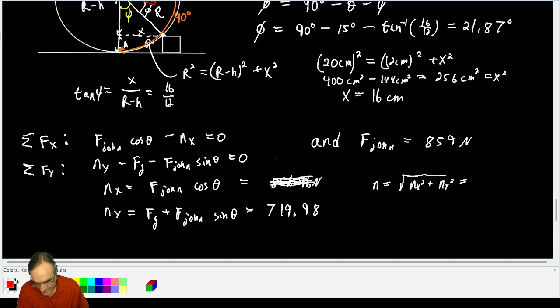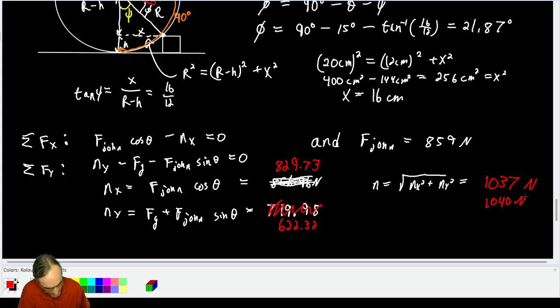So, fixing this. This is 829.73. Let me check the other one and make sure I didn't make the same mistake twice. 400 plus 859 times sine of 15. Yep, I made the same mistake both places. So 622.32. All right, so we'll square that value. Plus 829.73 squared. Take the square root. There we go. 1037 newtons. Basically 1040 newtons.